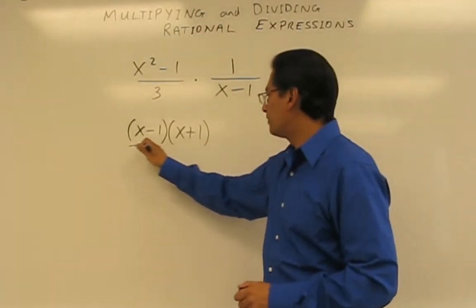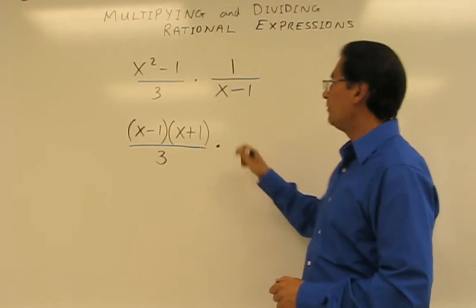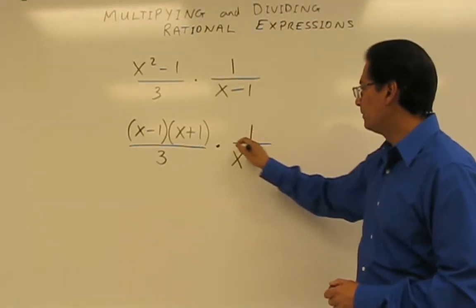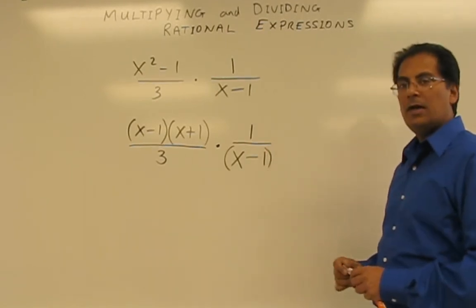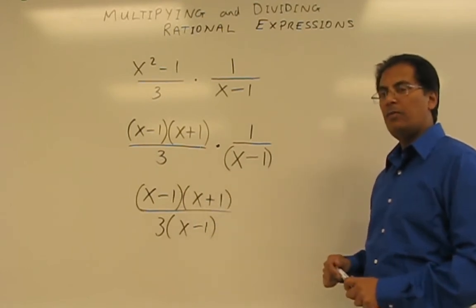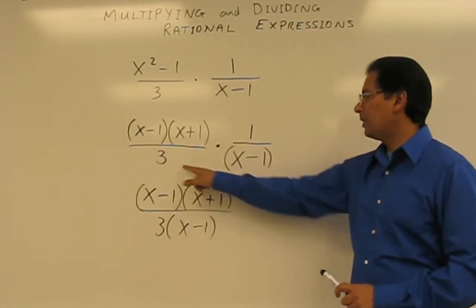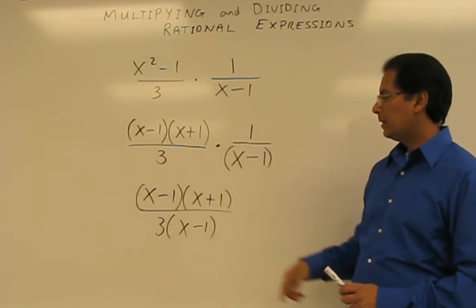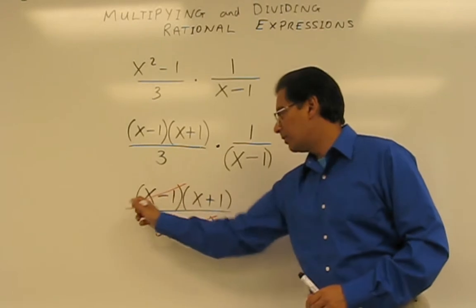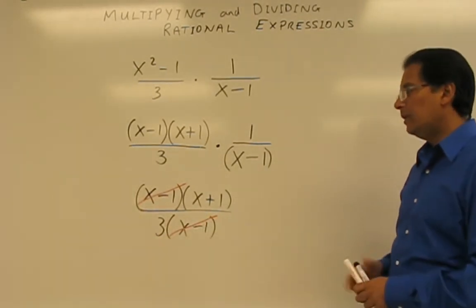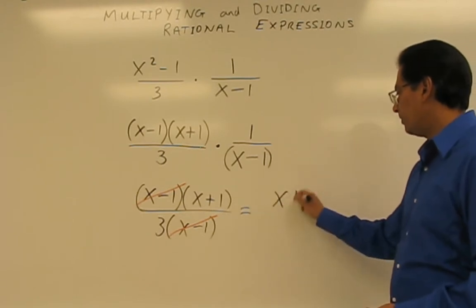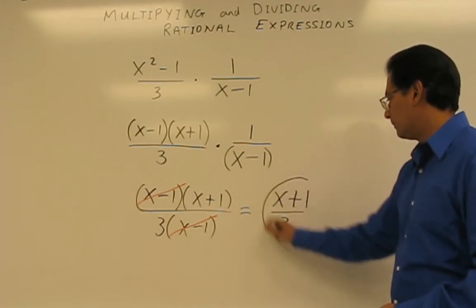And still we have that over 3 and times this expression here, 1 over x minus 1. And so we multiply through to get x minus 1 times x plus 1 divided by 3 times x minus 1. And then we cancel out like terms if we can, common terms. This one, x minus 1 over x minus 1, gives us 1. And so our final answer is x plus 1 over 3.